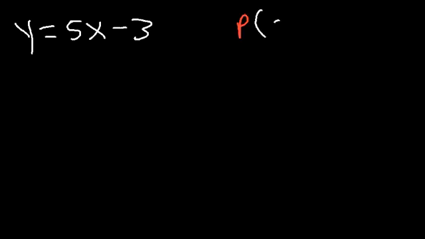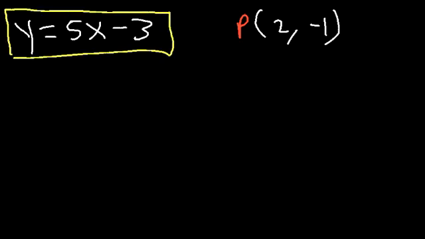Now try this one. Let's say y is equal to 5x minus 3, and we have the point (2, negative 1). So here are the instructions. You want to write the equation of the line that is perpendicular to y equals 5x minus 3, but passes through the point (2, negative 1). What do you need to do?